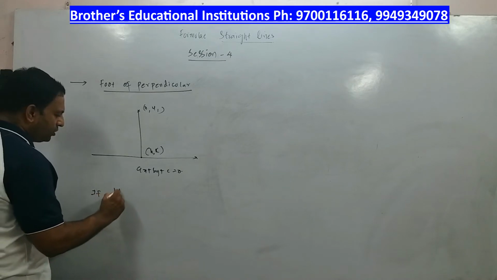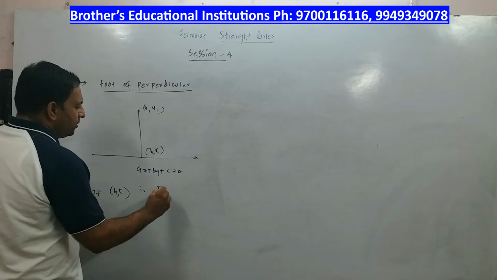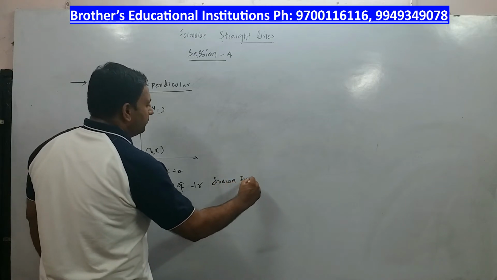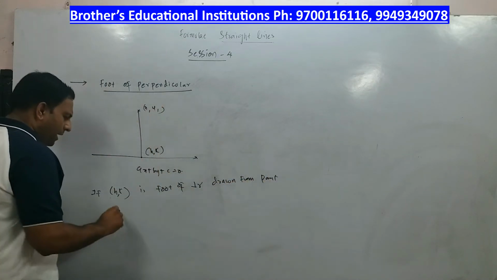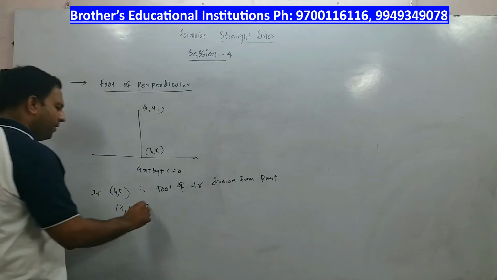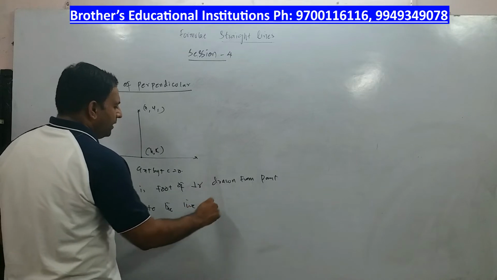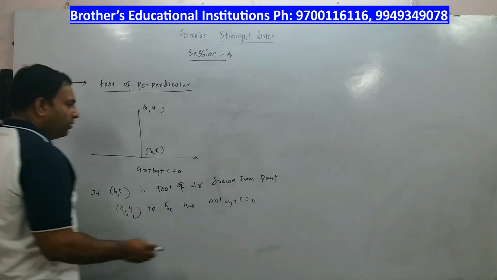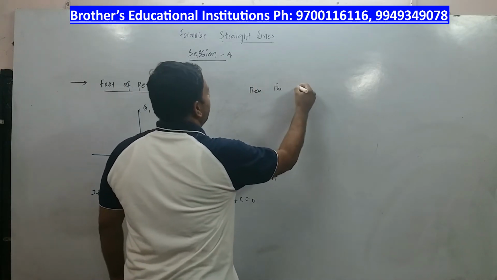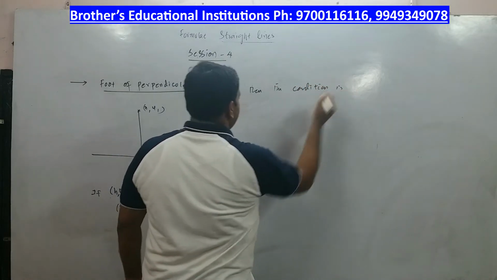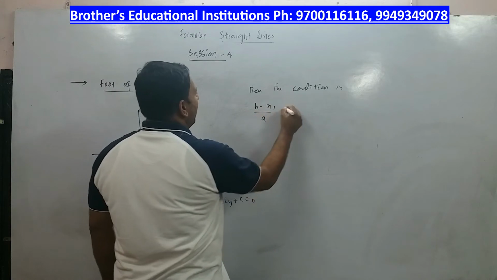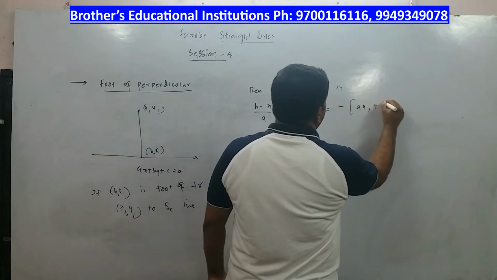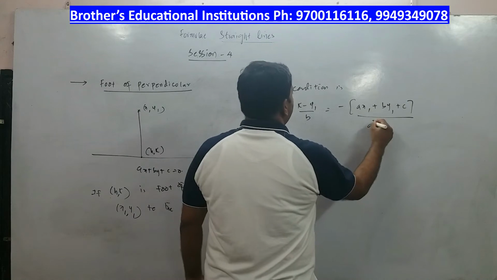If h comma k is the foot of perpendicular drawn from point x1 comma y1 to the line ax plus by plus c is equal to 0, then the condition is h minus x1 by a is equal to k minus y1 by b is equal to minus of ax1 plus by1 plus c by a square plus b square.